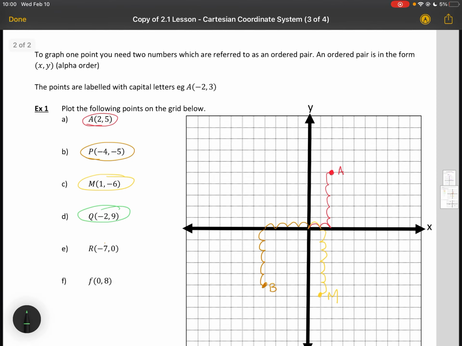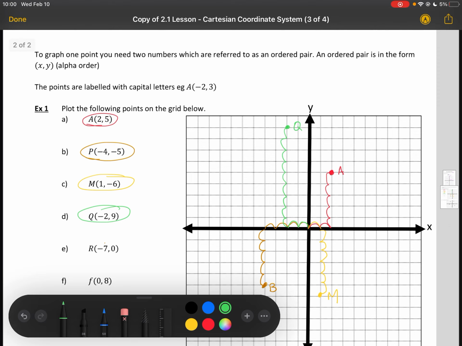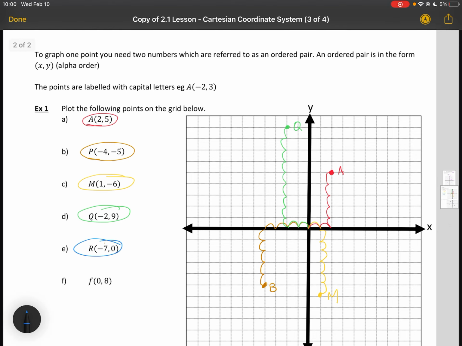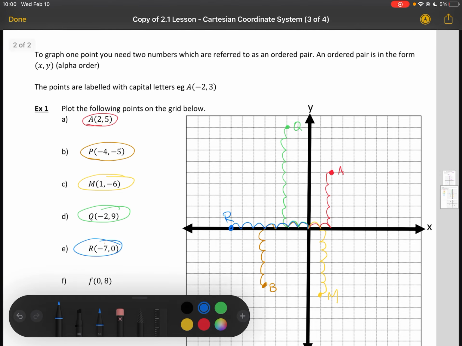Then I've got Q here, minus 2, 9. So I'm going to go left for negative 2, and then up for positive 9. 3, 4, 5, 6, 7, 8, 9 for Q. And then R, left for minus 7, and I don't go anywhere for that 0. That point is right on the axis.